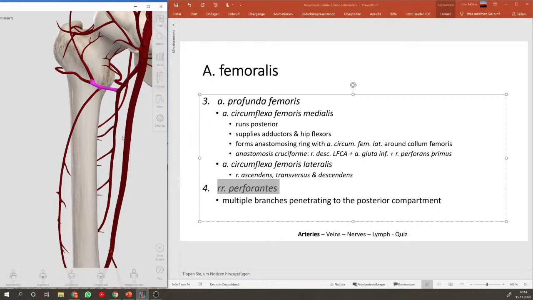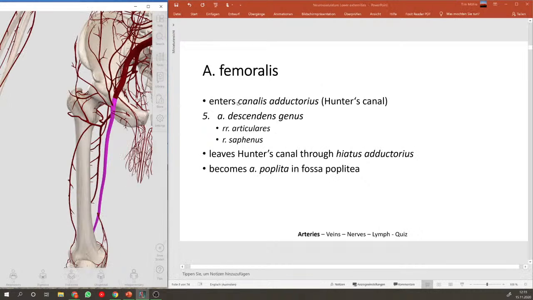Alright, so arteria femoralis will then continue further distally, medially from the femur, and enter canalis adductorius, or also called Hunter's canal. I won't explain what this is, otherwise this lecture is going already next week, or this week actually, with the muscles of the thigh. So canalis adductorius, it will enter, and before it leaves the Hunter's canal through hiatus adductorius. So remember, hiatus adductorius is formed between the both insertion points of musculus adductor magnus.